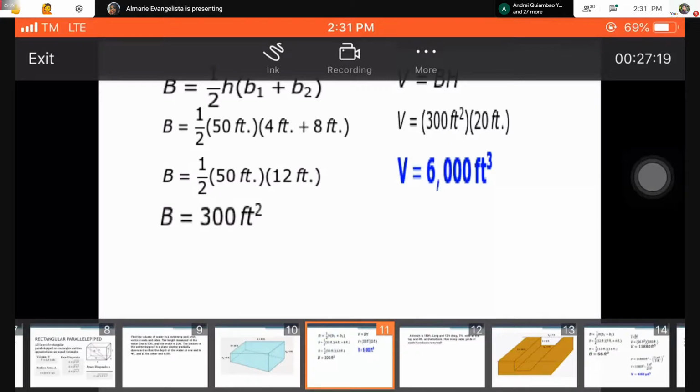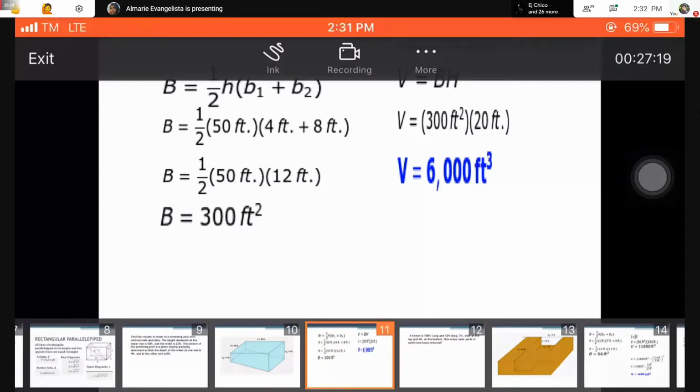So, kapag magsasagot tayo or kapag magsusolve ng mga gantong problem, mahalaga din na titingnan yung mga unit kasi kapag mali yung unit mo, mali na rin yung sagot. And more on conversion din siya.